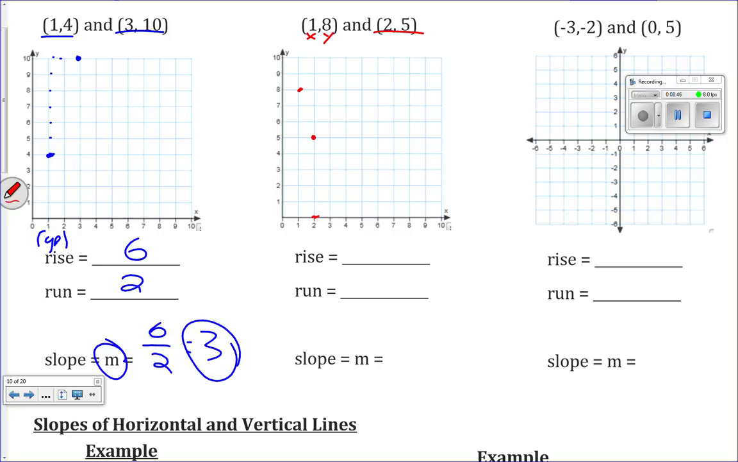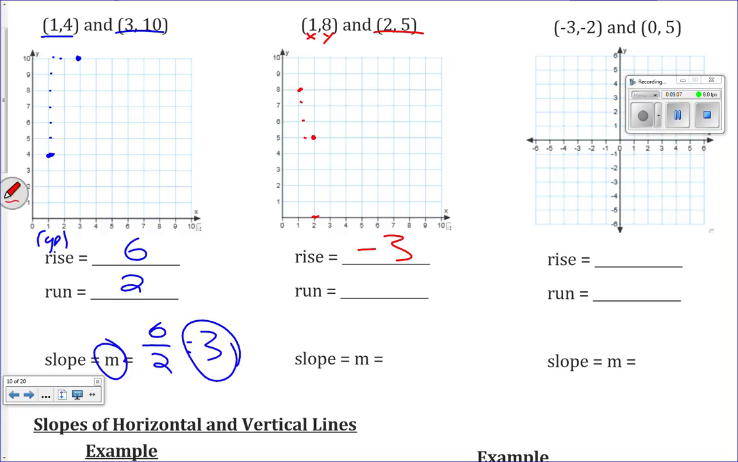So if we count how far up I went, I would have negatives because I didn't go up. I went down. It's the opposite. So how far down did I go? Well, I rose. I went up negative 1, 2, 3 units. Or I went down 3 units. So my rise is negative now. I went down 3. Down is always going to be negative. Up is always going to be positive.